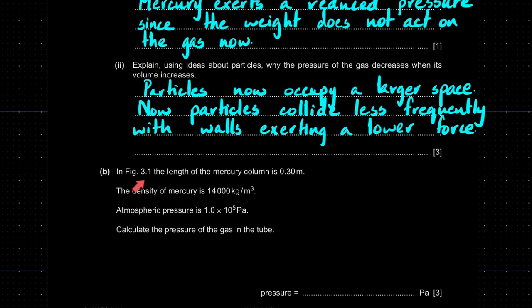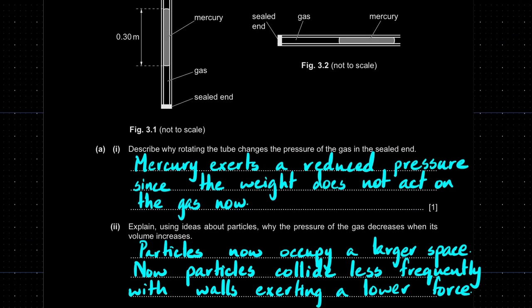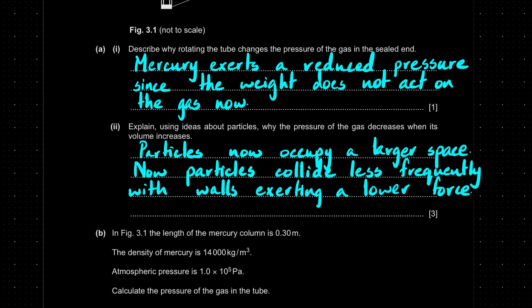Next part, in 3.1 the length of the mercury column is 0.3 meters, density is given, atmospheric pressure is given, calculate the pressure of the gas in the tube. Now if we look here in 3.1, we have this as the mercury. So we can basically find out the pressure that the mercury exerts here because of this depth, and really that is just the pressure due to the weight of the mercury. But then additionally, there's also going to be the atmospheric pressure acting down on the gas. So both of those pressures would act here, right?